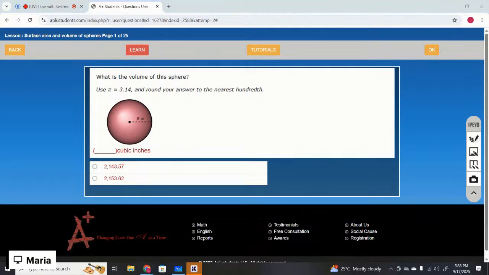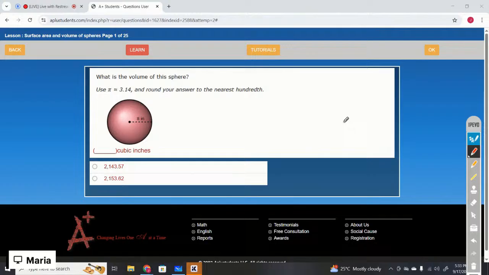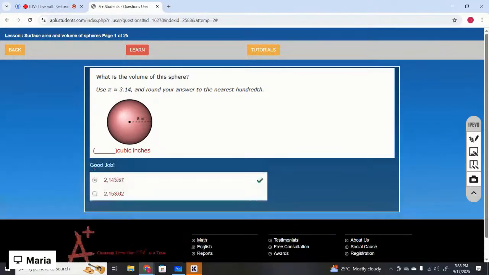What is the volume of the sphere? That is 2143.57. Option number 1 is the correct option.